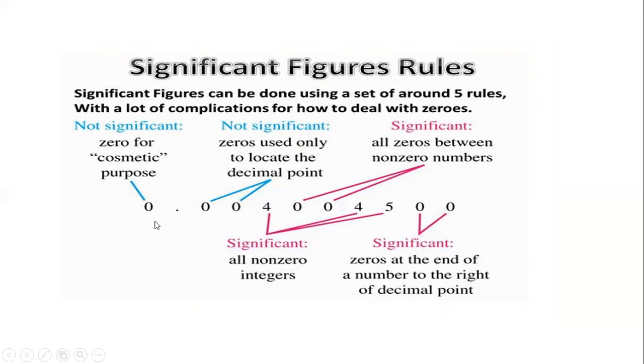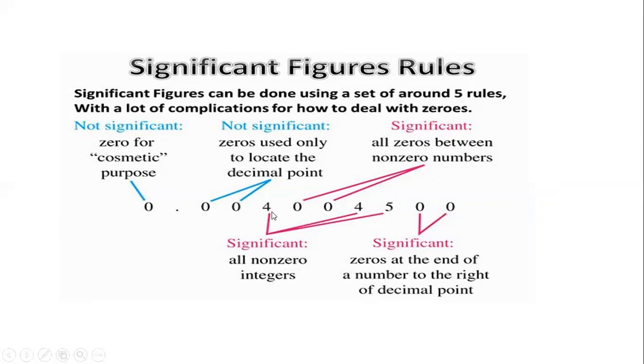Look at the example 0.004004500. Why are the leading zeros not significant? We already discussed that if we have zeros before the non-zero digits, these zeros cannot be counted. So this zero is not significant. This zero is also not significant. We can't count these zeros.